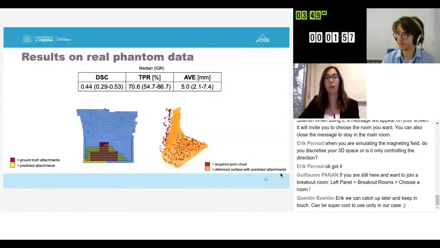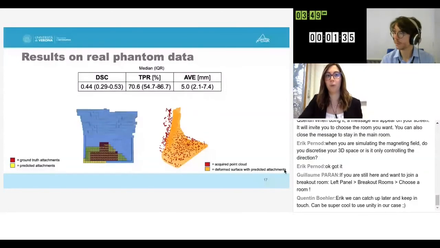You can see that the true positive rate and the average volume error in this case are quite comparable to those obtained for synthetic samples, while the Dice coefficient's median value here is a bit lower with respect to synthetic samples. And I just wanted to give you a couple of examples of when this Dice coefficient was low.